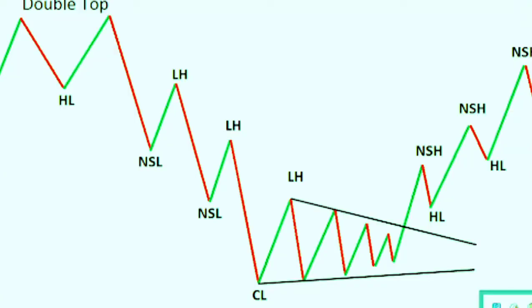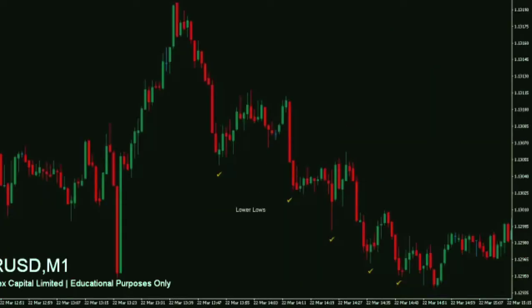Today I'm going to show you how to identify market structure and how you can make use of it to improve your trading. I believe market structure is one of the things that improved my trading. Basically, there are two types of market structure: the bullish and bearish market structure.